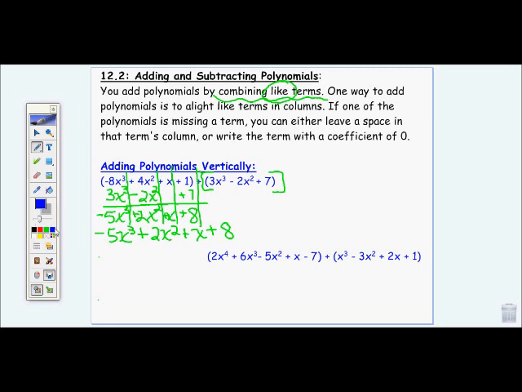I'm going to take my like terms again. My first term in the first expression here is x to the 4th. And in my second expression, I do not have any x to the 4ths. Now, I do have an x to the 3rd, so I will line that up there. I have an x squared. I have an x. And I have a constant term.